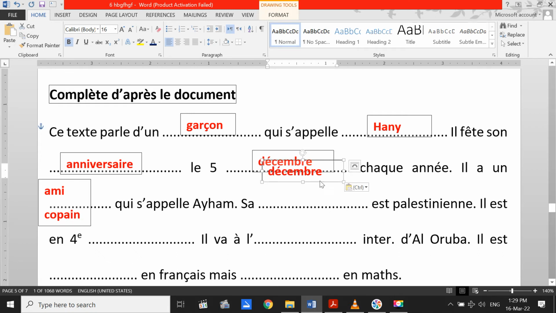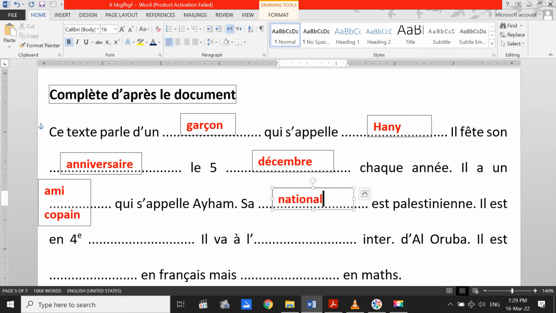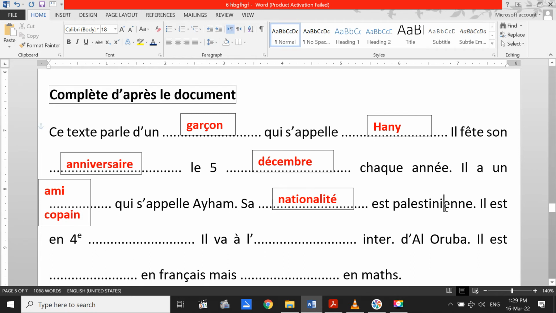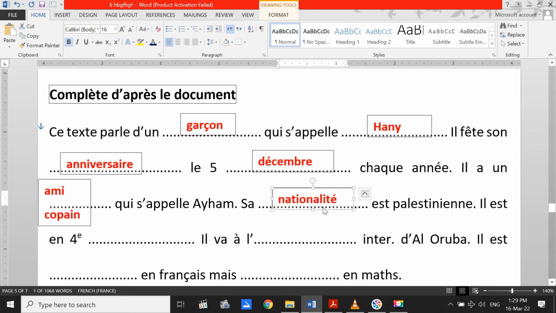Sa nationalité est palestinienne. We're talking about the nationality of Ayham, his nationality. Sa nationalité is Palestinian. But pay attention, Ayham is a boy. What we are talking about is his nationality, and the word nationalité is feminine. We said here sa, so we write palestinienne according to the word nationalité. Il a la nationalité palestinienne.